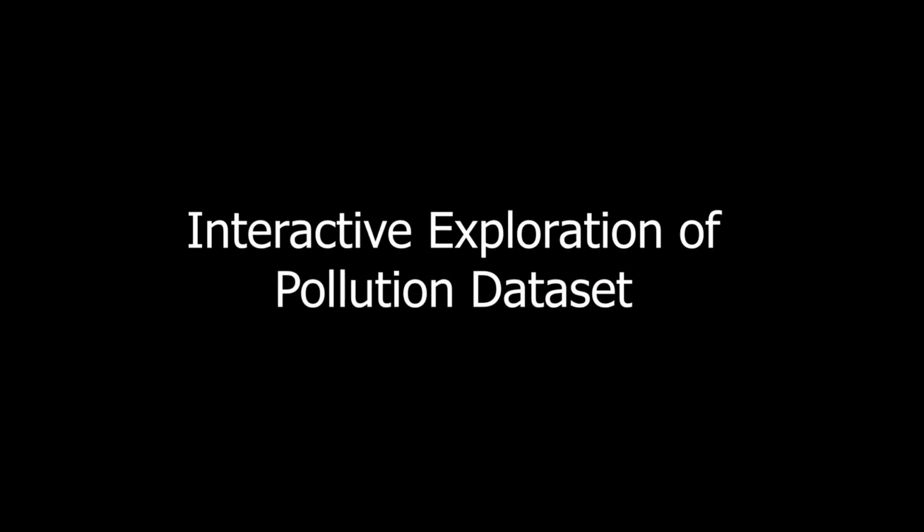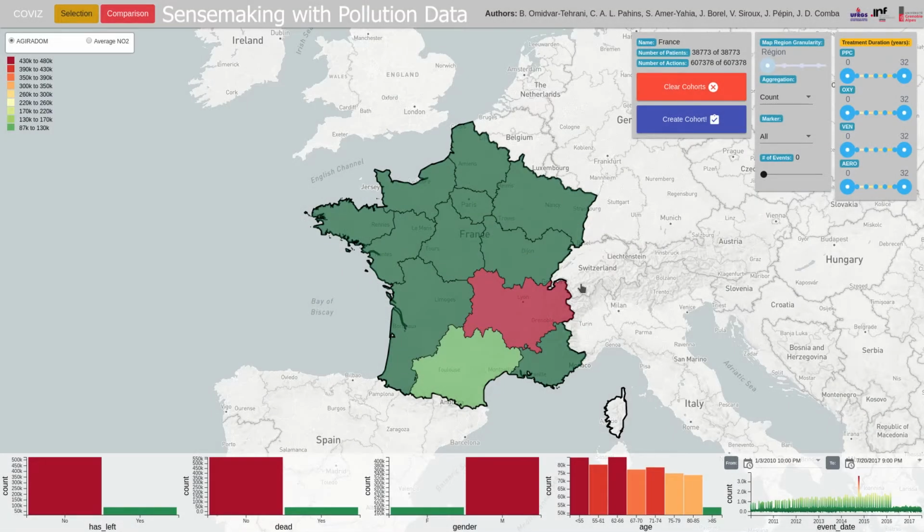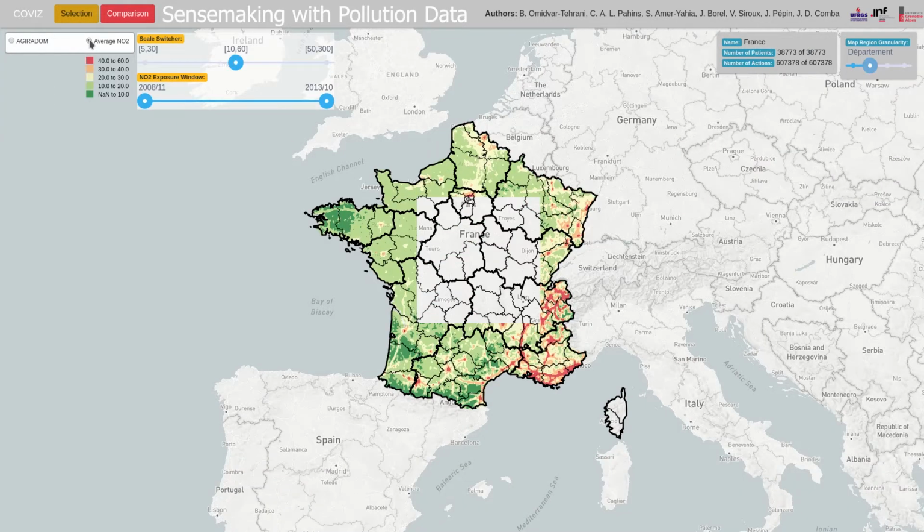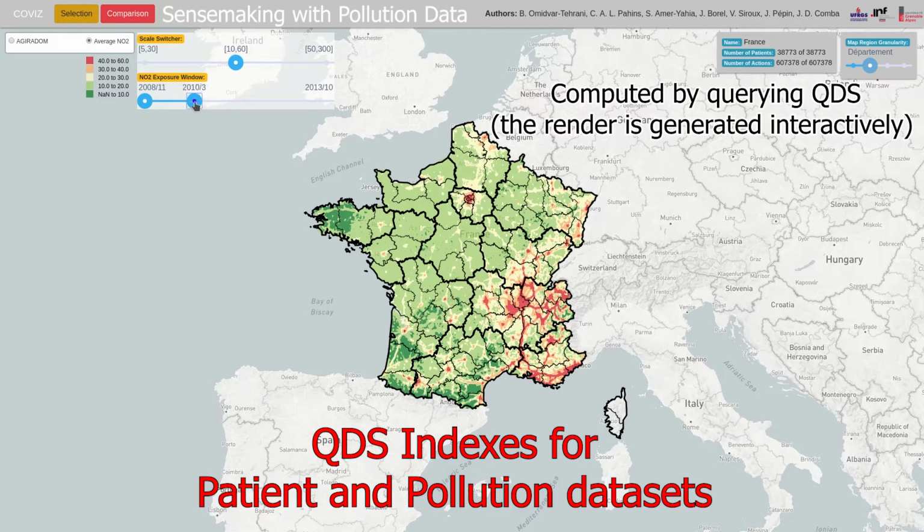The patient data contained records of respiratory treatments in France. The integration with pollution data allows the correlation of respiratory treatments with pollution levels in specific regions. While often the large size of pollution data collection hinders their effective analysis, COVIZ employs an indexing instance for pollution data that enables an interactive exploration over different regions and in different granularities.